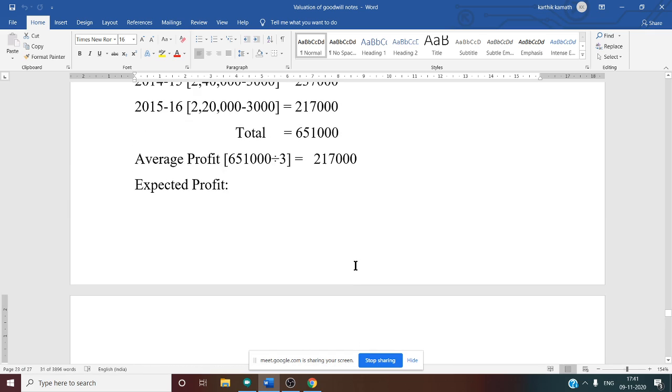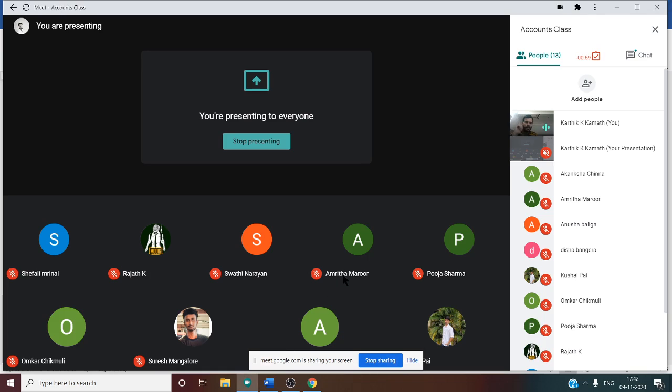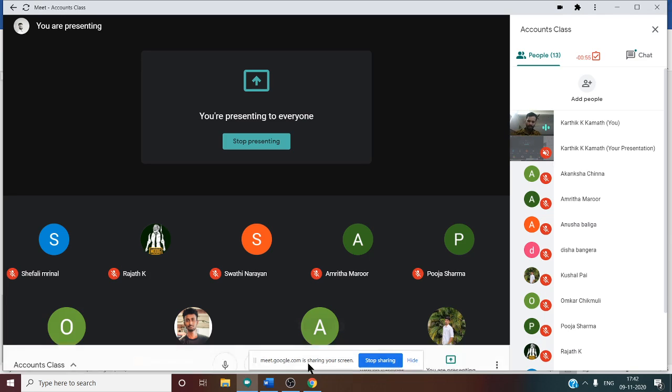So this type of problem comes for 6 marks. Any doubt regarding this 6 mark problem, you can ask now.